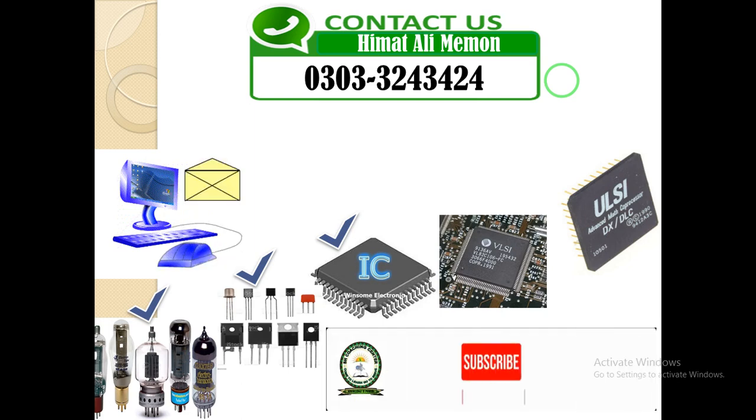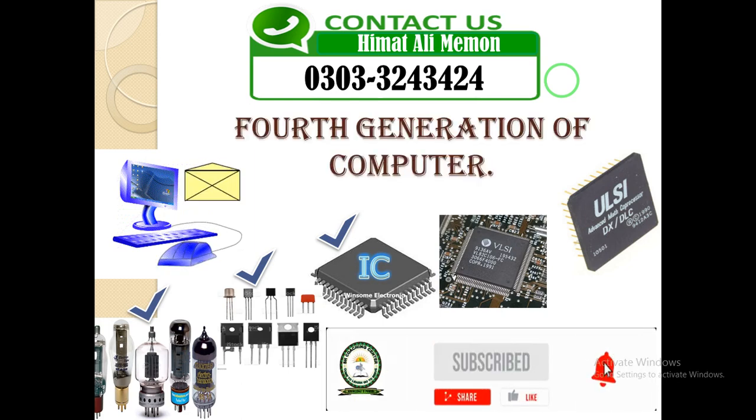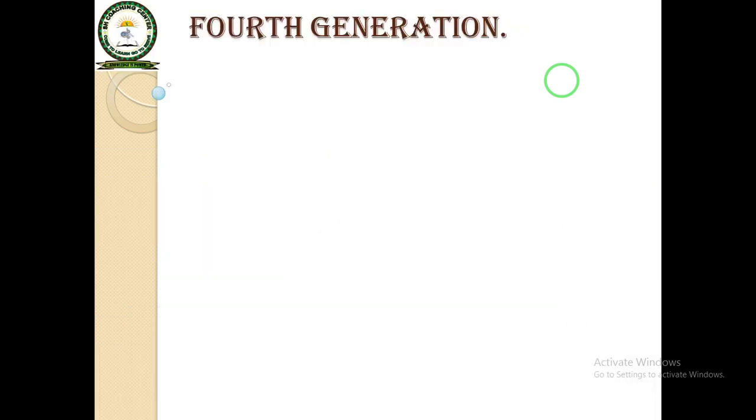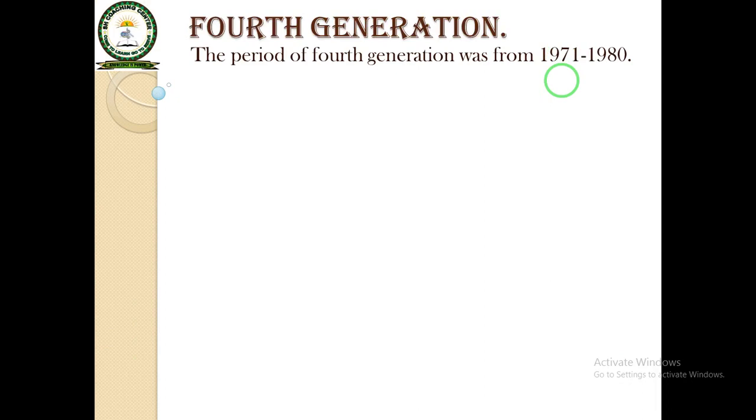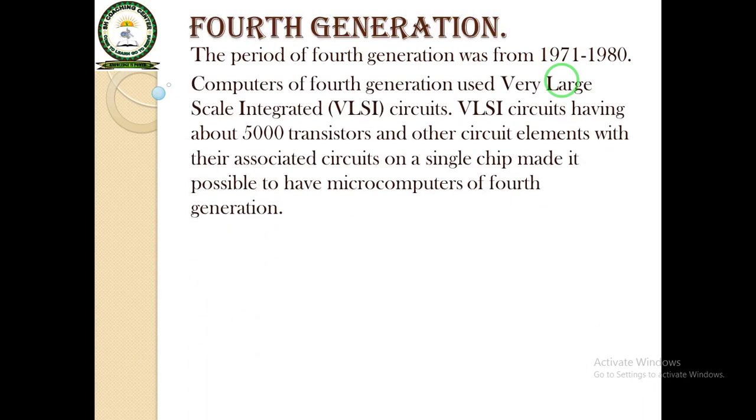And today we will discuss the fourth generation of computer. So let's start. The period of the fourth generation was from 1971 to 1980. Computers of the fourth generation used very large scale integrated circuits. VLSI circuits, having about 5,000 transistors and other circuit elements with their associated circuits on a single chip, made it possible to have microcomputers of the fourth generation.